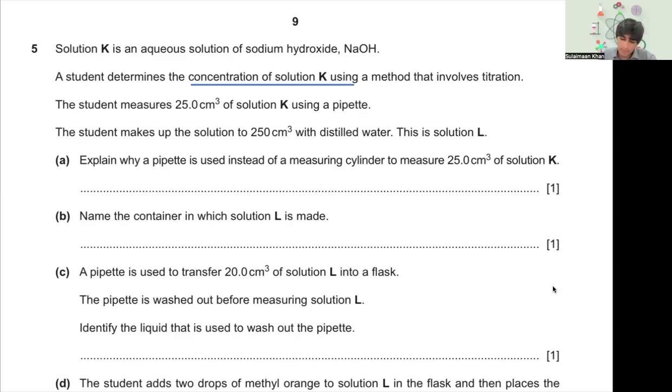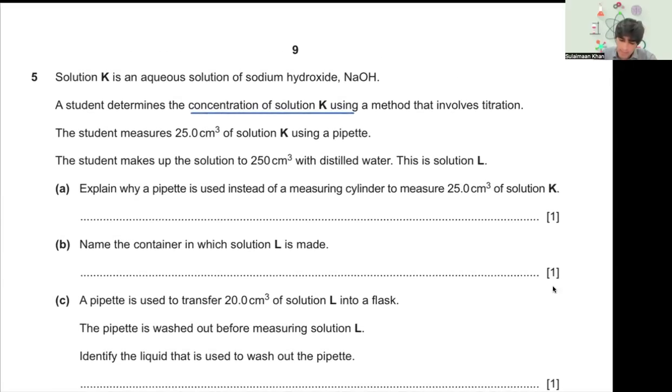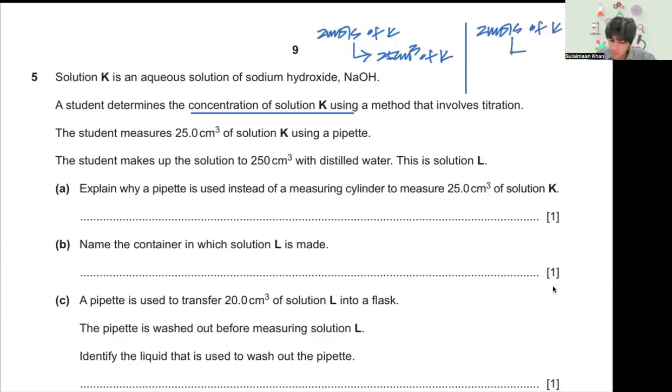मेरा सवाल आप लोगों से ये है कि let's suppose I take 2 moles of K and I add it to 25 cm cube of K. Will there be a value for concentration? n is equal to Cv. You're going to get a value for concentration, right? And then I take the same 2 moles of K and add it to 25 cm cube of K, and now I have 250 cm cube of solution. इसको 25 cm cube of solution कहते हैं, जो कि K है in this case.